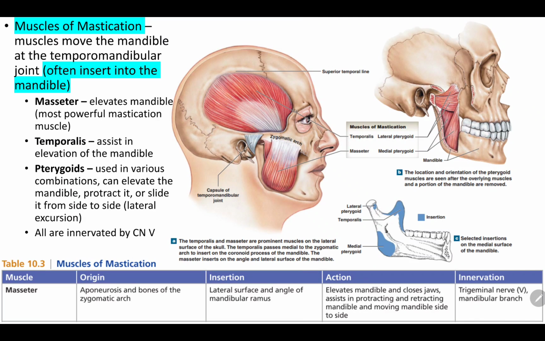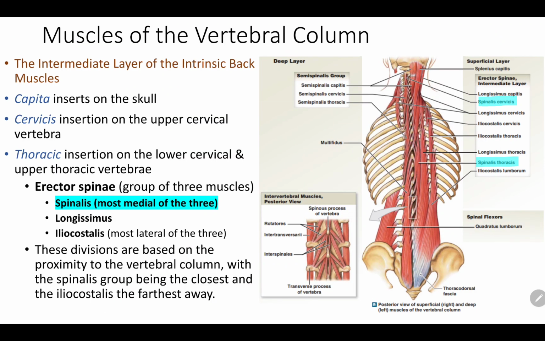And so those muscles of mastication, right? So we see that large masseter. You got the masseter, you got the temporalis, you got these pterygoid muscles. And so these muscles, they're going to often insert on the mandible, right? Remember that. These muscles of mastication, they're going to often insert on the mandible, okay? They're strong muscles, really, that help you to chew, right?